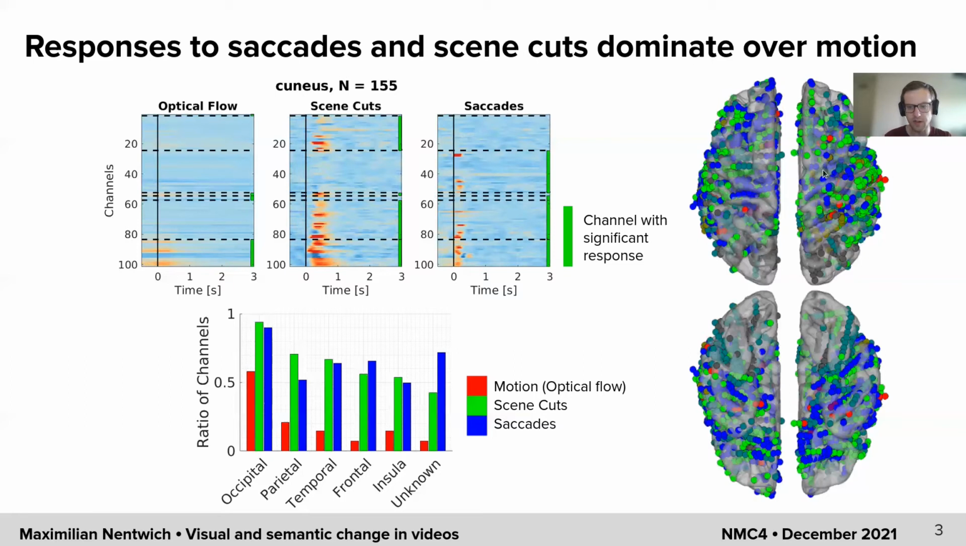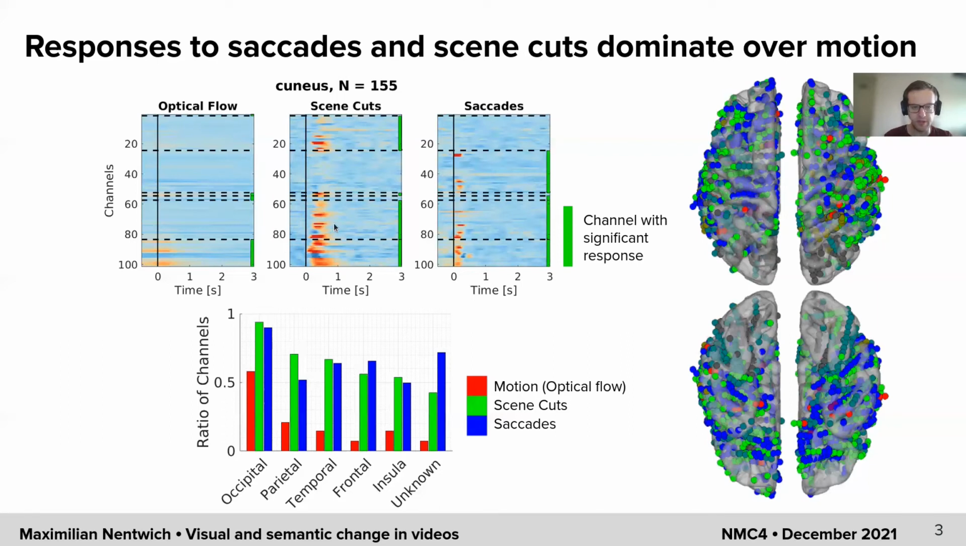This is also shown here, where the electrodes are colored by which stimulus they respond to, where blue and green channels are saccades and cuts respectively. Red channels respond only to motion. And these mixed channels that you can see a lot in the occipital lobe respond to different combinations of stimuli. As can be seen here in parietal, temporal, and frontal lobes, we still have lots of channels responding to saccades and cuts, but very few to motion. And these channels also respond pretty specifically either to saccades or cuts for the most part.